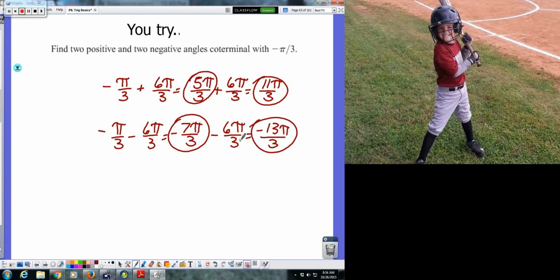In degree measures, this is 5 60s, which is 300. This is 11 60s, which is 660. This is negative 7 60s, which is negative 420. This is negative 13 60s, which is negative 780. That's your degree measures for the exact same radian measure.